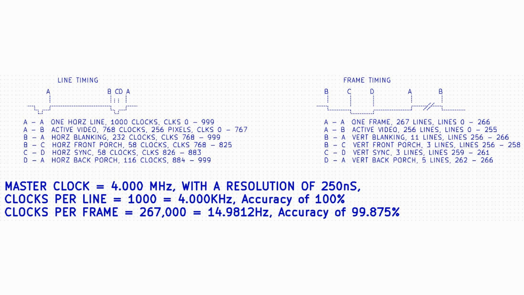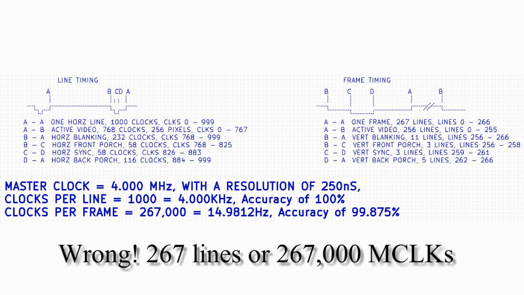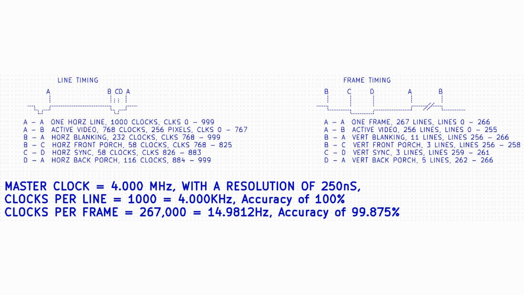On the right-hand diagram, that's frame timing, and it's measured in lines, and a line is 1000 M clock cycles. So going from point A all the way around to point A again is one frame. That's 265 lines, or 266,000 M clocks. The active video is the points between A and B. During that time, that is the vertical part of the video frame, the active video. From B to A is the vertical blanking interval, and it is 11 lines wide, 11,000 clock cycles. From C to D is the vertical sync pulse. That is 3 lines wide, or 3,000 master clock cycles wide.